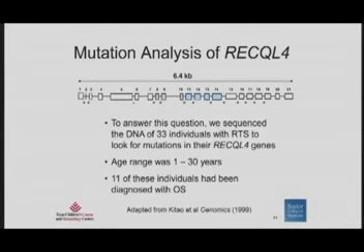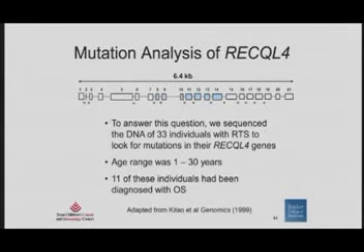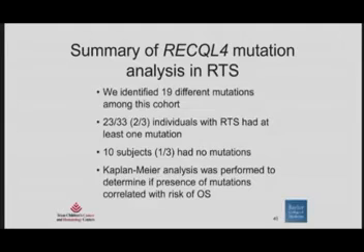In order to answer this question, we sequenced the DNA of 33 individuals with RTS to look for mutations in their RECQL4 genes. 11 of those individuals have been diagnosed with osteosarcoma. This is just a picture showing the gene structure of RECQL4. The boxes denote the exons or the coding regions of the gene, while the interspersed lines denote introns or non-coding regions of the gene. In summary, we identified 19 different mutations in RECQL4 among this cohort of patients. 23 out of 33, or 2/3 of those with RTS, had at least one mutation, while 10 subjects, or 1/3, had no mutations.